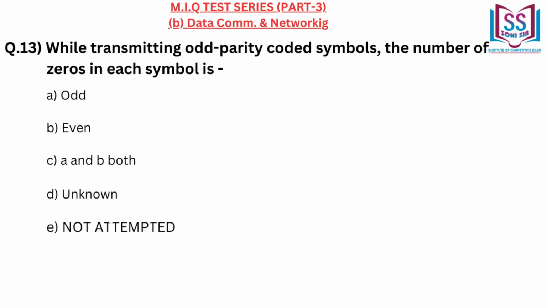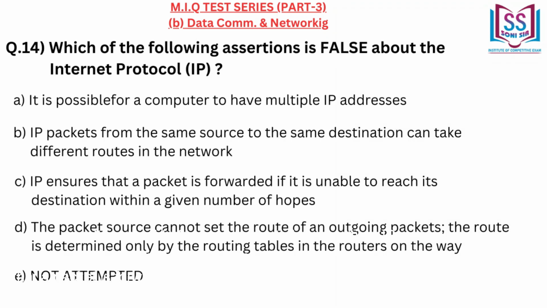While transmitting odd parity coded symbols, the number of zeros in each symbol is A. Odd, B. Even, C. A and B both, D. Unknown.